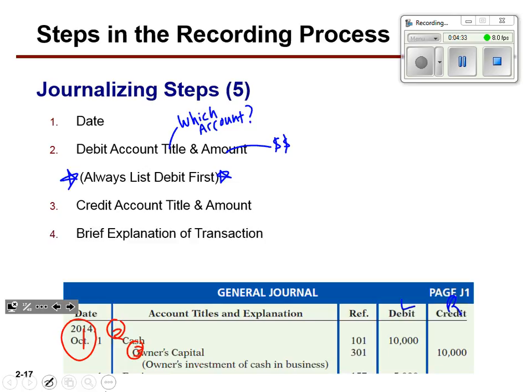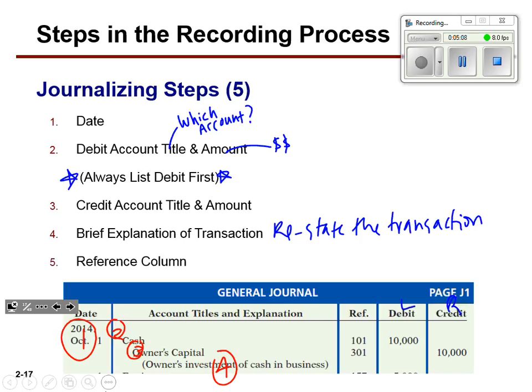Then you are going to briefly explain the transaction. Real accountants probably don't do this. The book likes you to do it since you're beginning accounting students. I tend to forget this because I didn't learn accounting this way. But all you do is there's a line right here where it says like owner's investment of cash in the business. It's a really easy way, so there's step 4, to basically restate the transaction. As we get into some end of chapter stuff, you'll see what that means more.